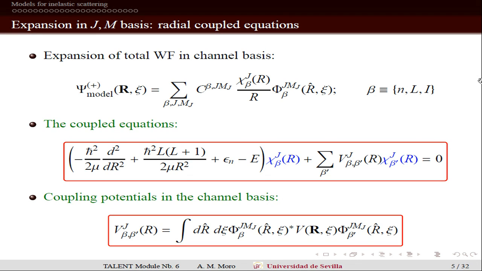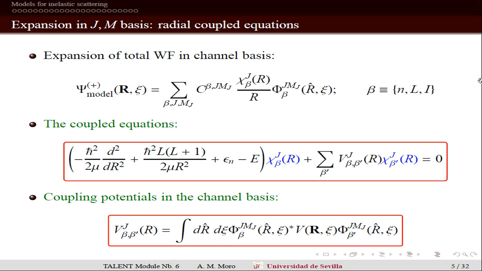If we want to include also the spin of the projectile, then this has to be added here in this beta channel, and then we have to think about what is our coupling scheme. For example, are we going to couple first the two spins and then the orbital angular momentum, or are we going to couple the L with the I? This gives rise to different formulas, different coupling schemes, but these are just different techniques of solving this equation.